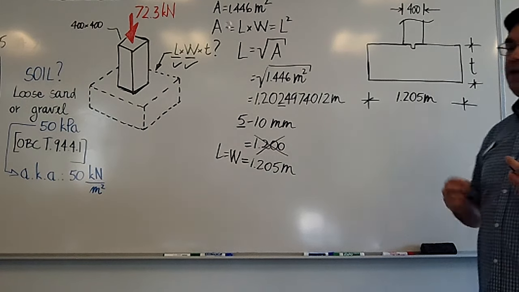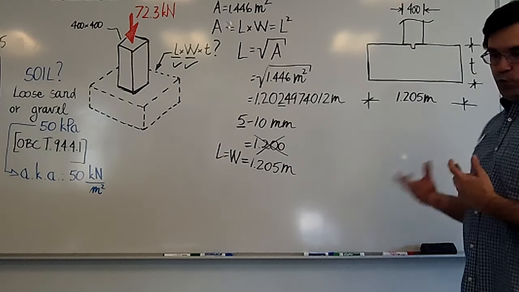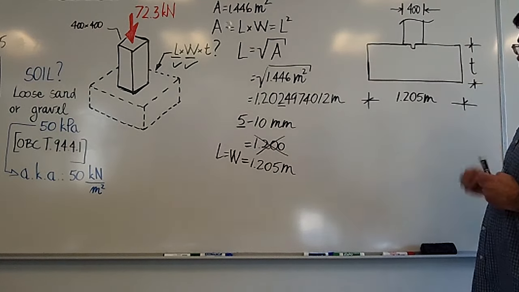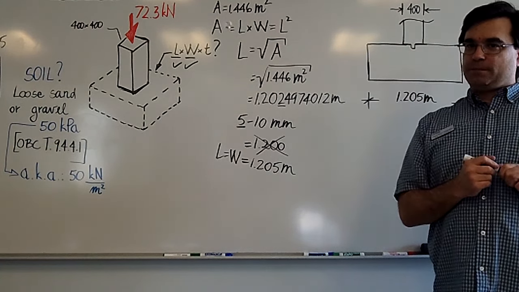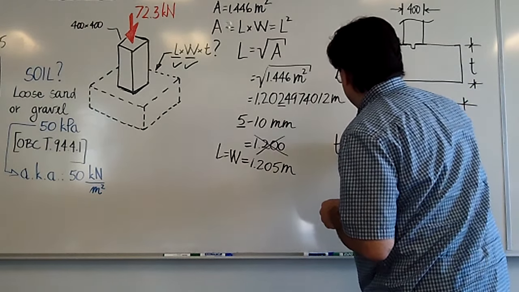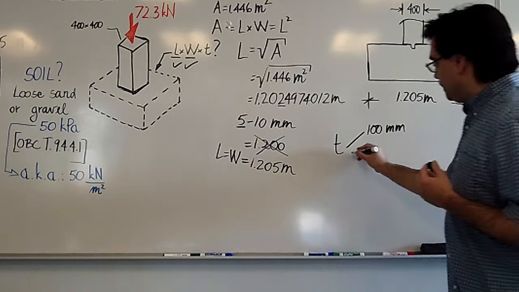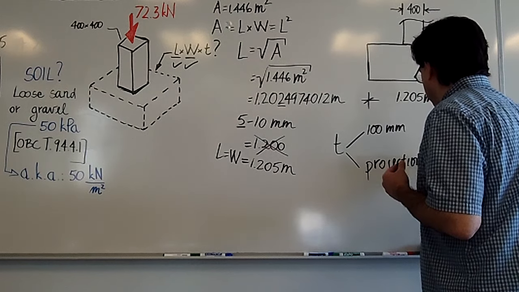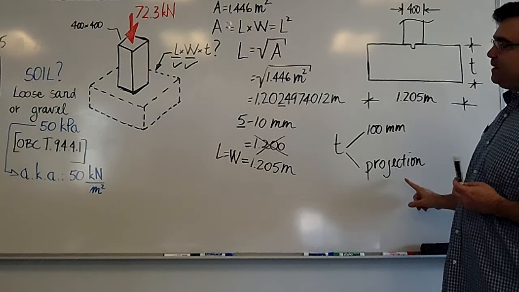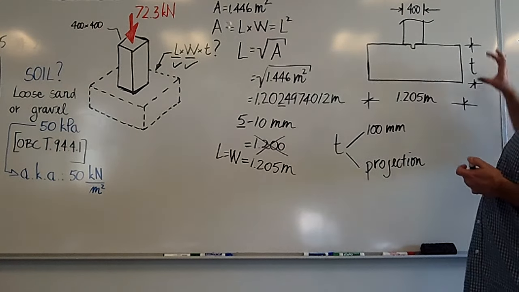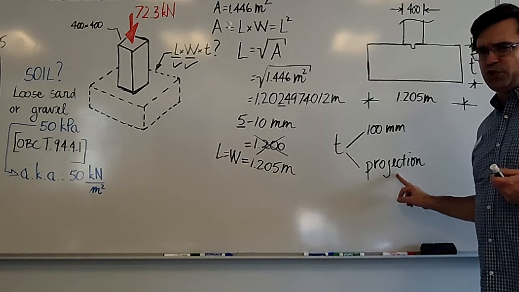Well, according to 9.15.3.8 of the building code, because we're using a simplified method, this thickness is the smaller of two dimensions. Either it's 100 millimeters, or it's a projection. So again, go look this up, 9.15.3.8. Okay, so this thickness is either 100 millimeters or this projection, whatever that is.